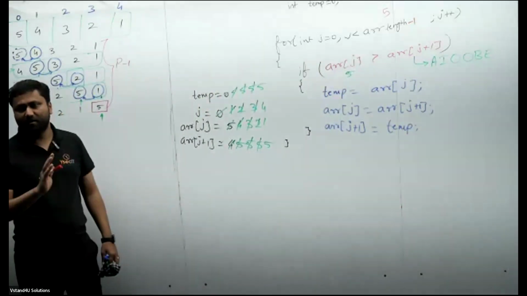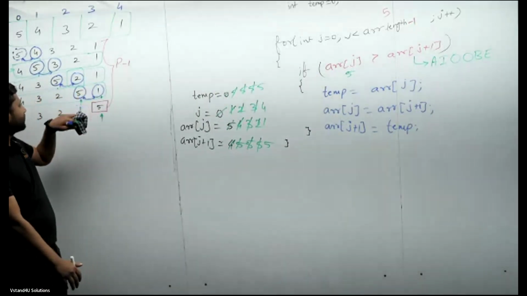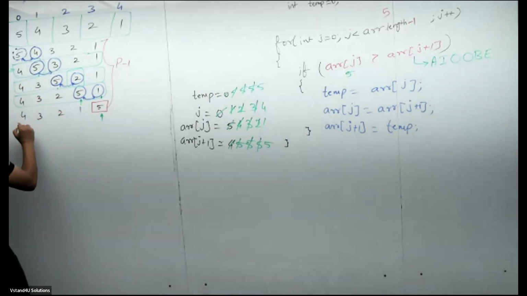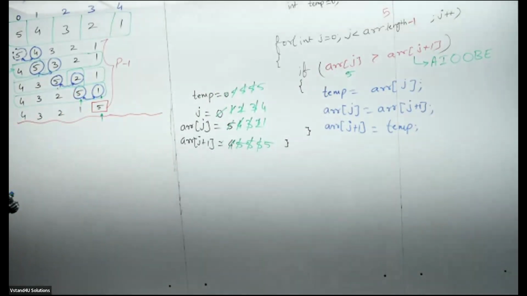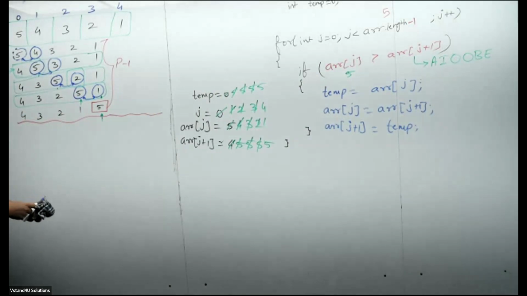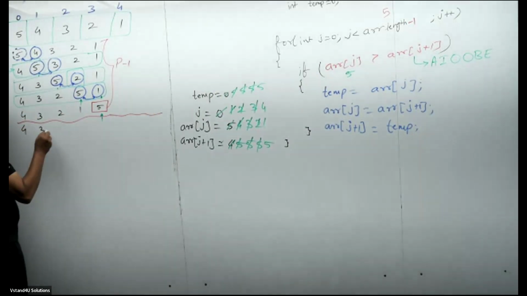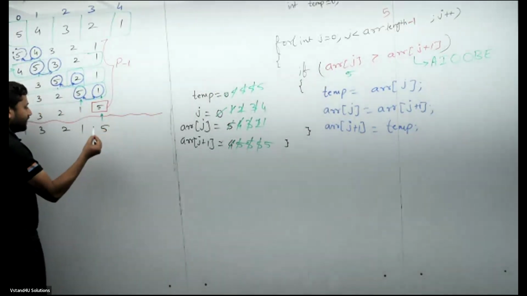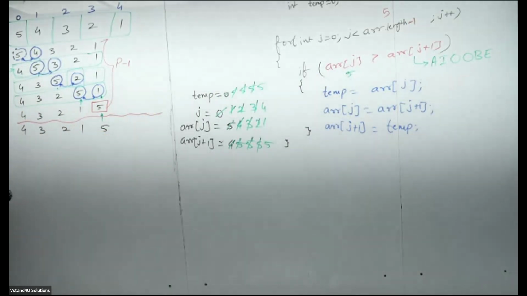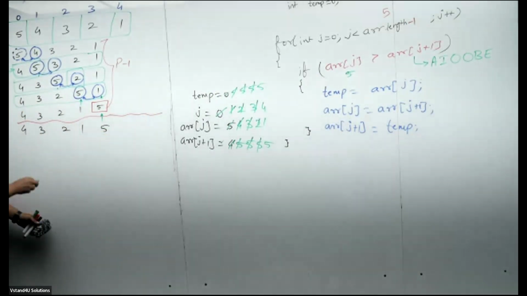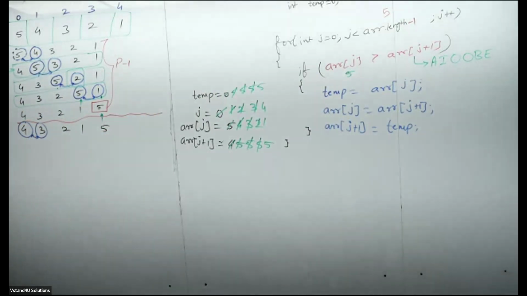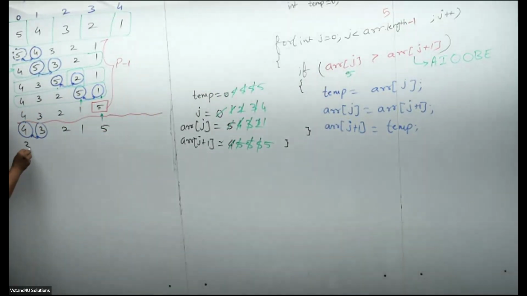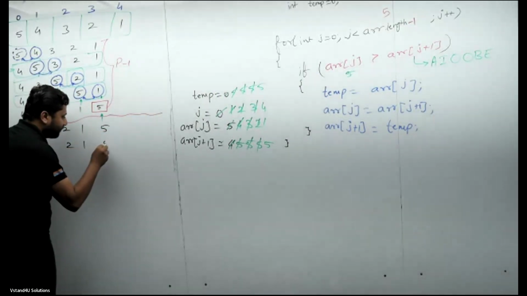This much is clear. Now, sir, let me talk about pass 2. This was pass 1, right? Pass 2, what are we going to start with? Tell me fast, numbers: 4, 3, 2, 1, 5. Then 4 and 3 will be compared. Yes or no? Swapping required or not required? If swapping is required, then after swapping, values will become 3, 4, 2, 1, 5.